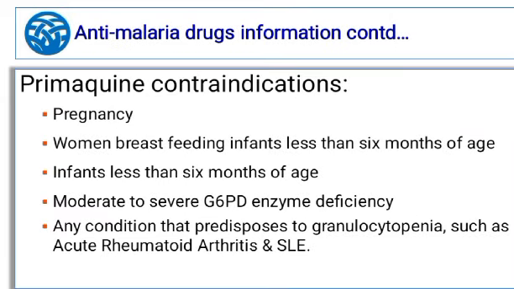Primaquine contraindications: pregnant women, breastfeeding an infant less than 6 months of age, infants less than 6 months of age, moderate to severe G6PD enzyme deficiency, and any condition that predisposes to granulocytopenia such as acute rheumatoid arthritis and SLE.